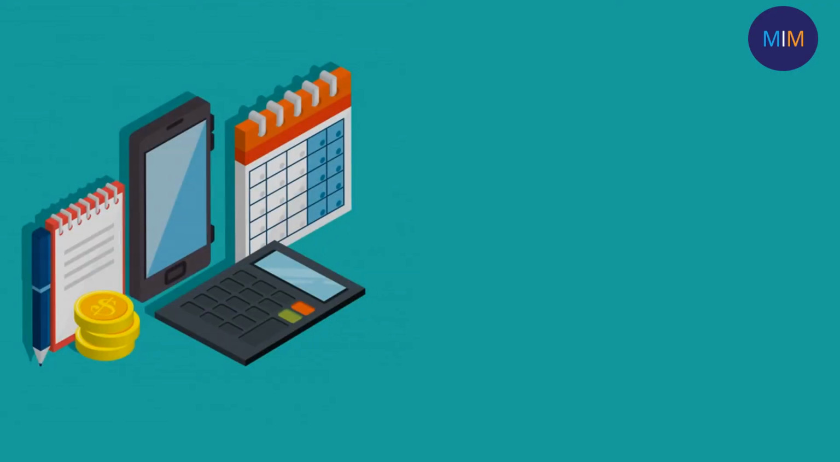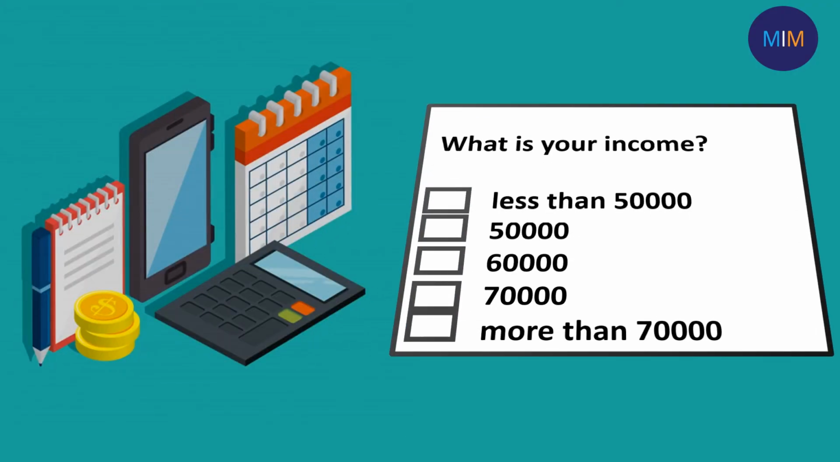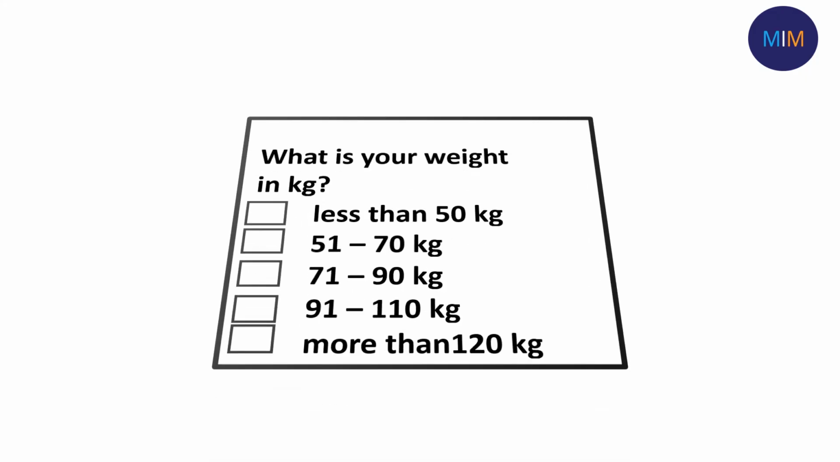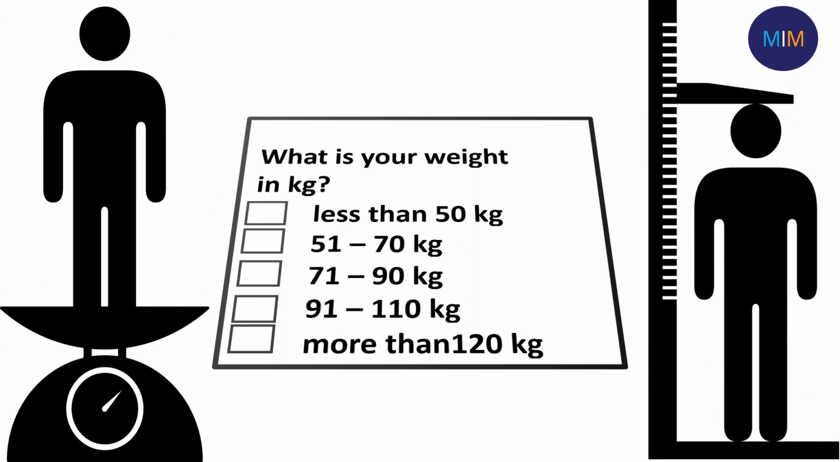Now consider the following question. What is your income? The data that you get is numeric, so this question falls into category of scale. A ratio scale is used to calculate market share, annual sales, the price of an upcoming product, number of consumers, etc. Now consider the following question. What is your weight in kilograms? In this question also the data that you get is numeric, so this question falls into category of scale.